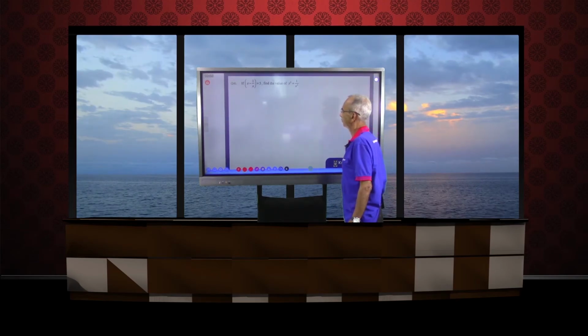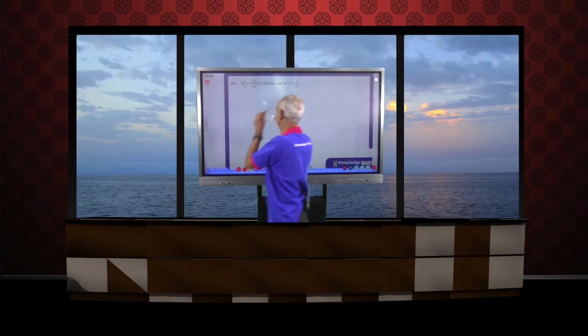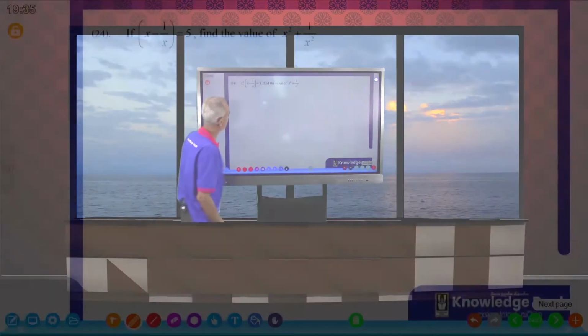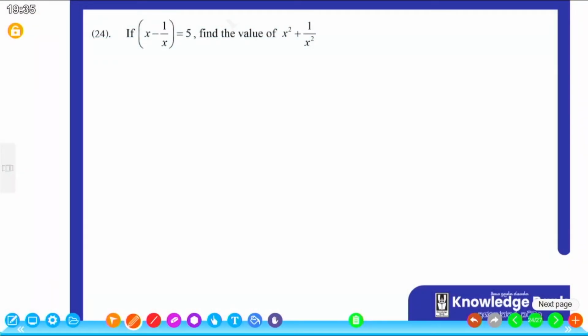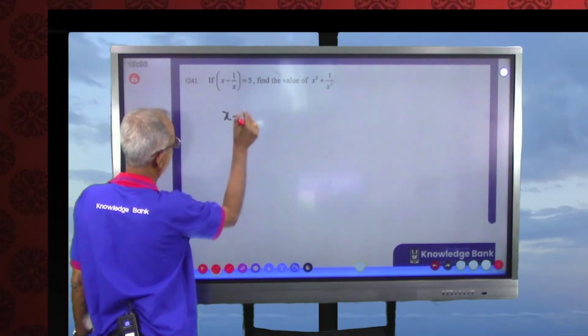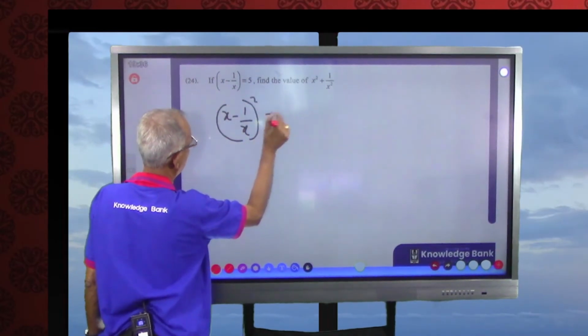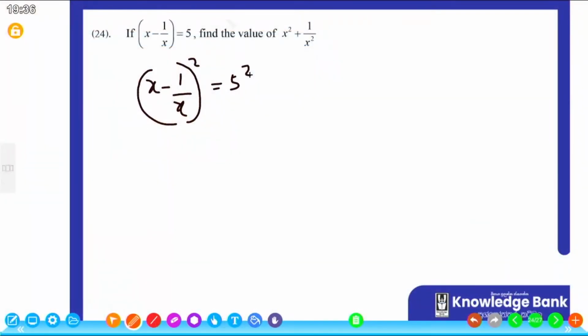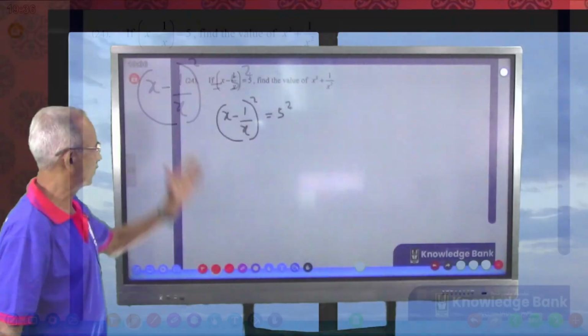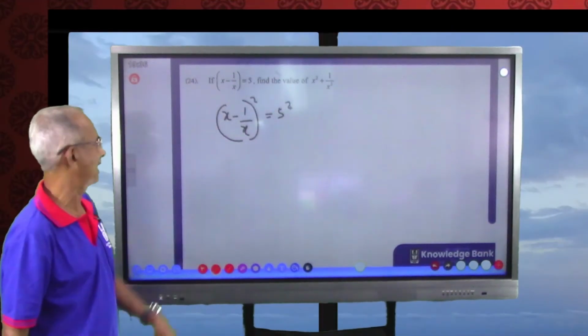Question 24. If x minus 1 over x is equal to 5, find the value of x squared plus 1 over x squared. To find the value of x squared plus 1 over x squared, I will take the question here, x minus 1 over x, and square this part. This equals 5 squared. I square both sides. If you square one side, you have to square the other side also.